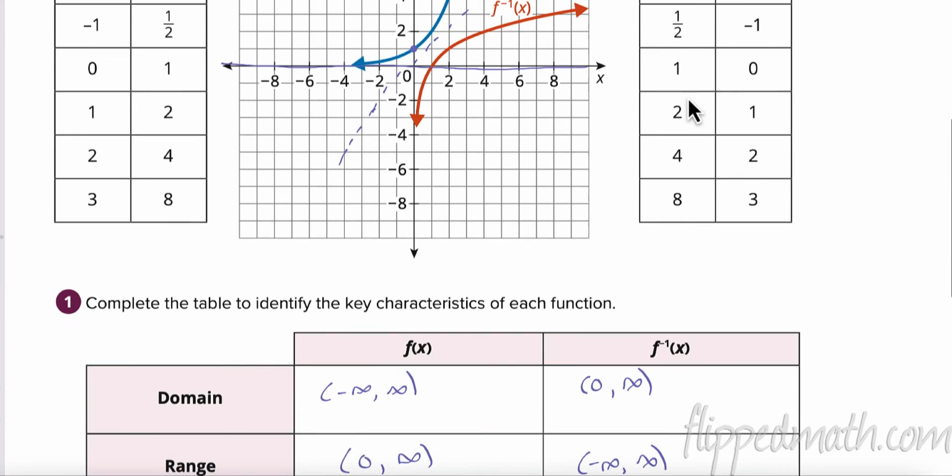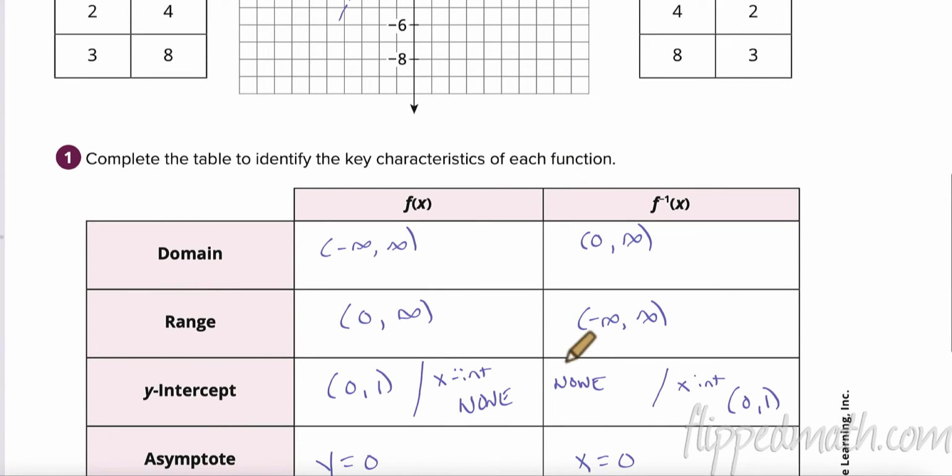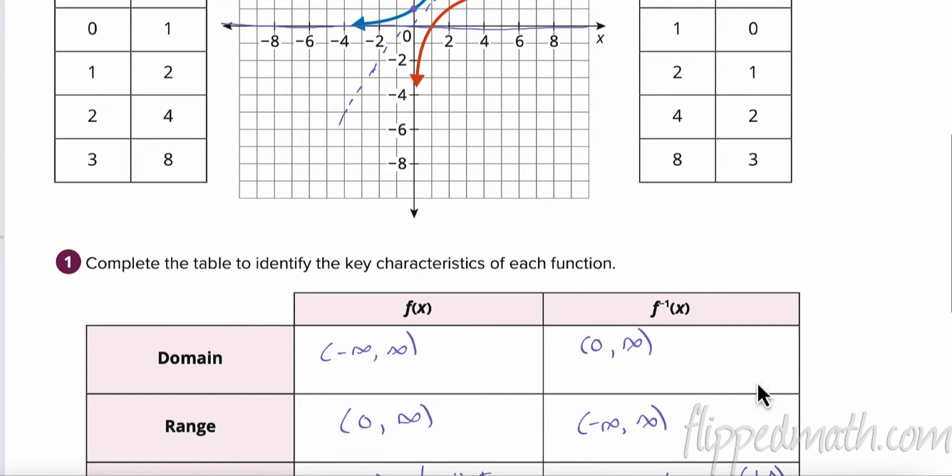So they are true inverses here, right? Our range became the domain of the other one. From 0 to infinity is our domain of the inverse. Our domain became the range of the inverse from negative infinity to positive infinity. We had no y-intercept. It's never going to touch the y-intercept, but it is going to have an x-intercept at 1, 0. All right, and it has an asymptote at x equals 0 here that it approaches but never touches.